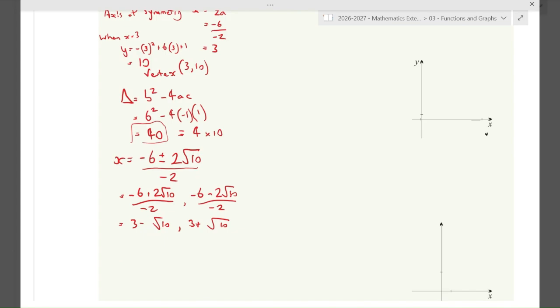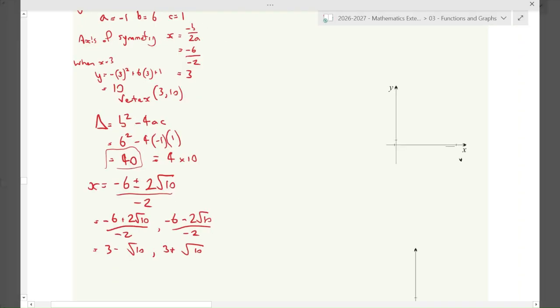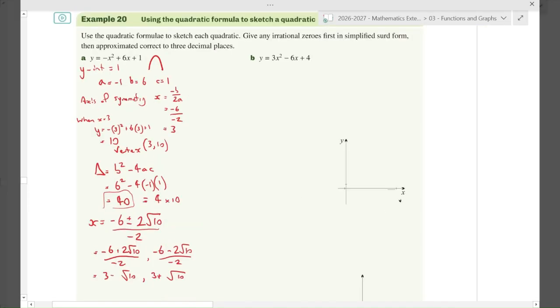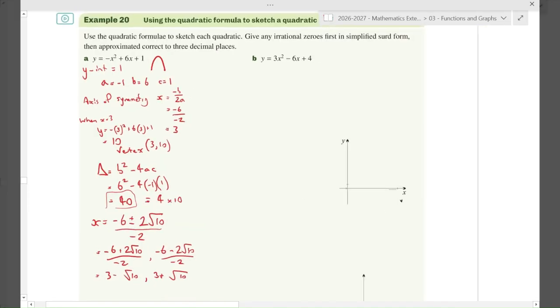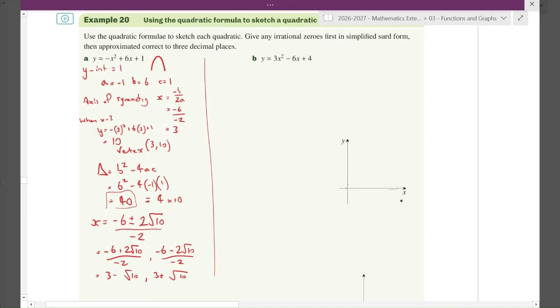All right, so now you've got all your intercepts. I'm not going to bother graphing it. You guys can graph. Everyone okay with that? All right. Let's do B.